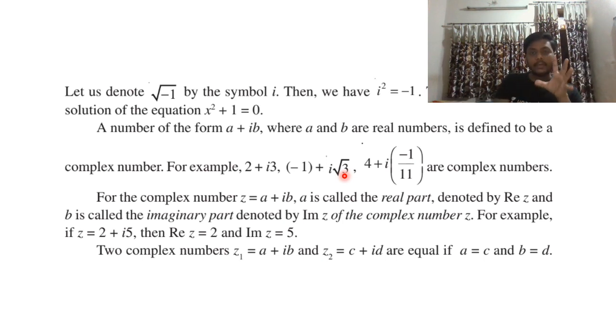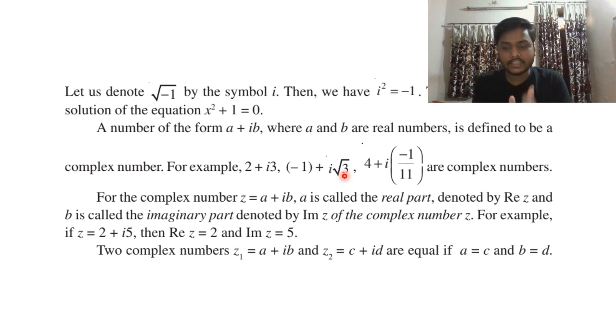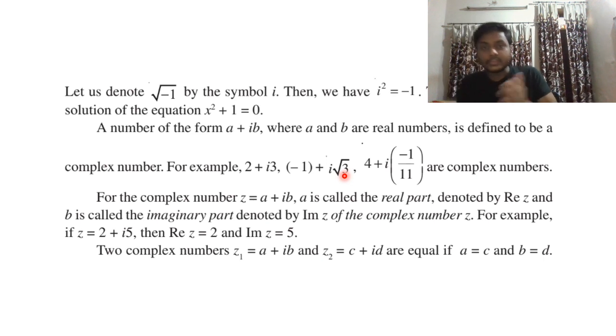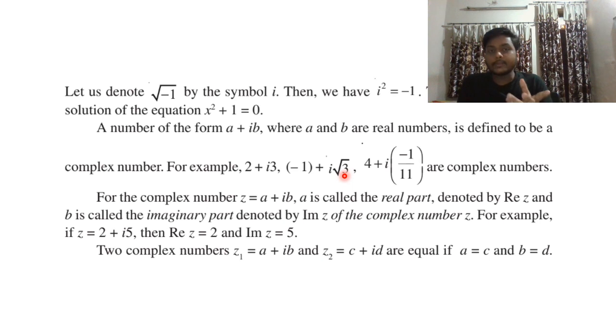Each and every real number can be written in the form of a complex number. If I have -5/11, I can write it as -5/11 plus 0 iota. Similarly, 6/5 can be written as 6/5 plus 0 iota, and -3 can be written as -3 plus 0 iota. So all the real numbers are nothing but complex numbers.